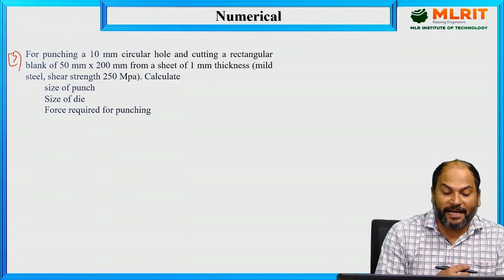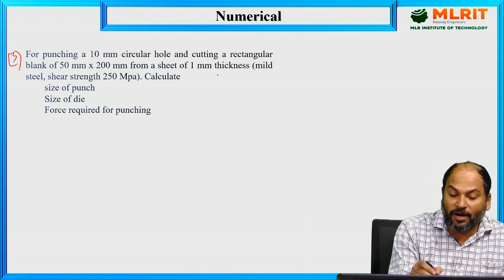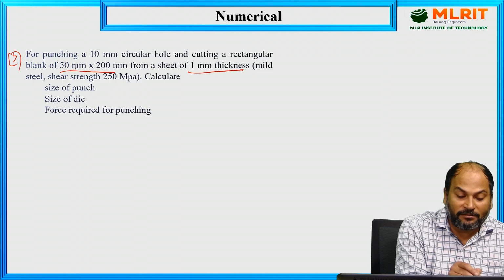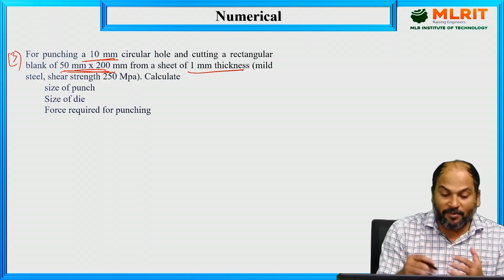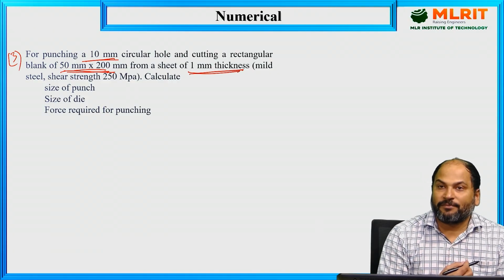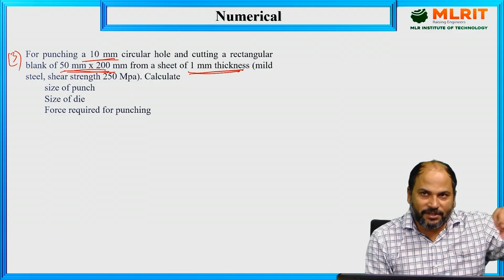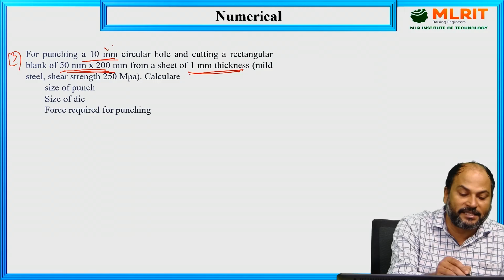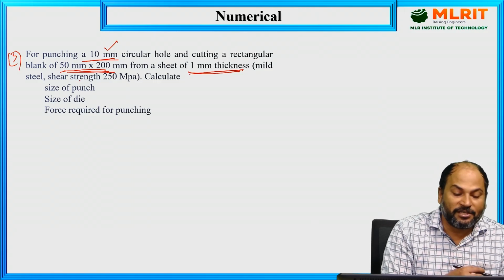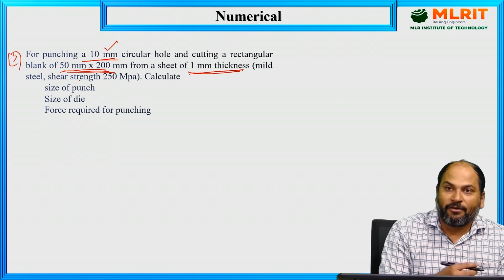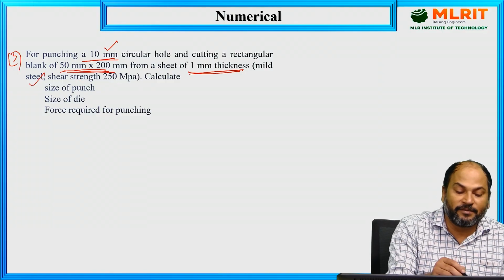Now the next numerical, the third one: for punching a 10 mm circular hole and cutting a rectangular blank from a sheet of 1 mm. So this is the rectangular hole and this is of course circular. We have a blank whose thickness is given as 1 mm. From that we are punching out a hole of circular shape, whose diameter is 10 mm, and then we are punching out a rectangular shape. The dimension given is 50 by 200 mm. The thickness is 1 mm. The material is mild steel, so the shear strength is given as 250 megapascal.